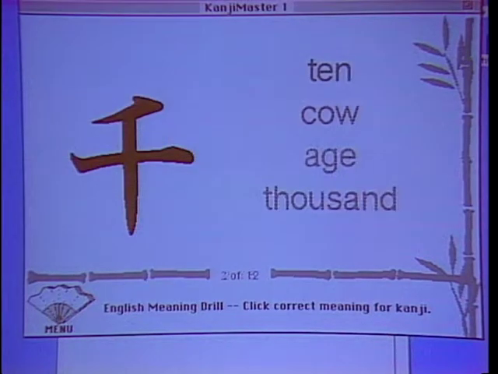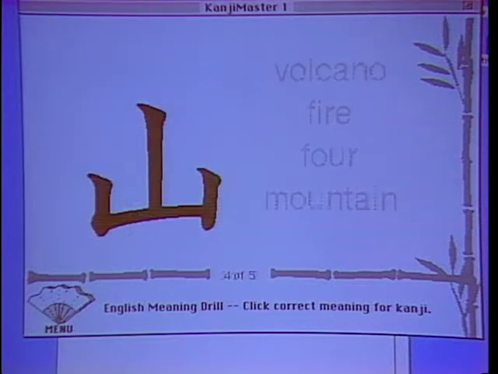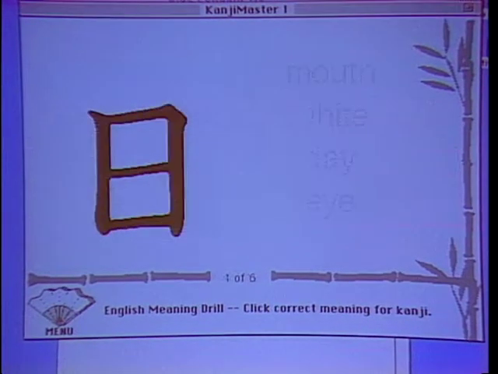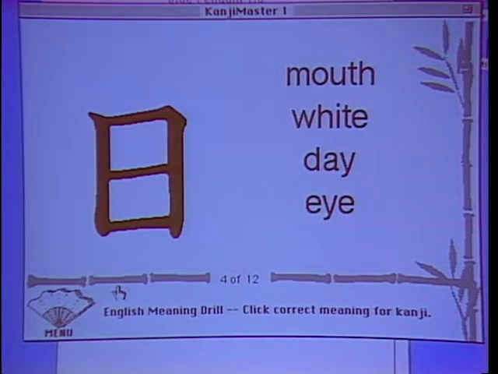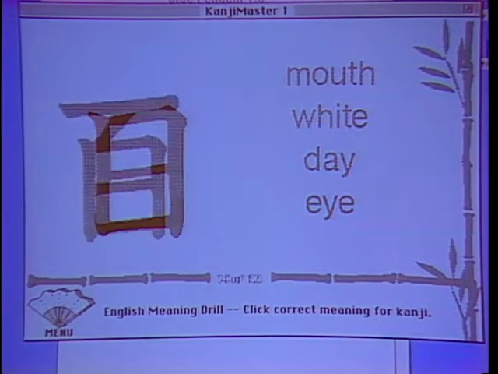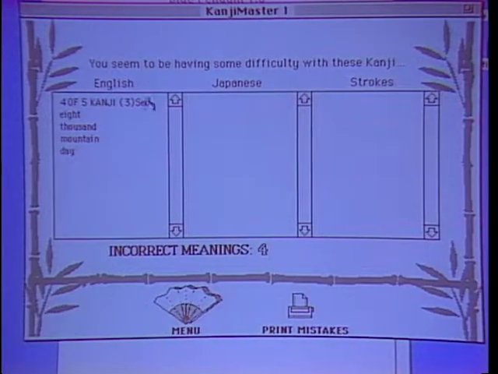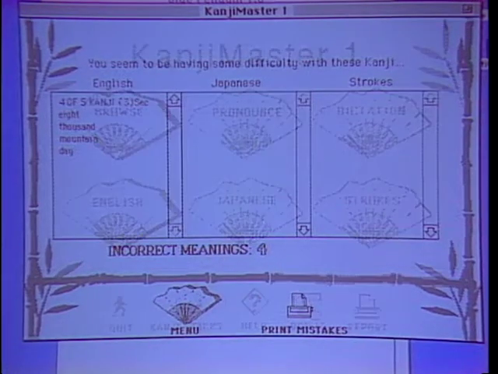I was wrong, right? If you're right, it'll tell you, and like that. In addition to that, you can do a lot of other things with it. For example, you can do the same thing in Japanese. By the way, this shows me all the ones I missed, and I can print them out, and create a subset of these and practice on just what I missed.